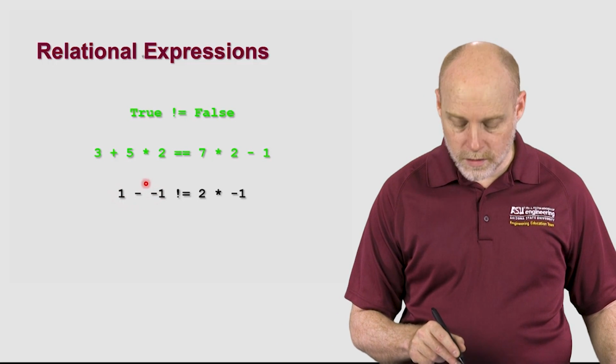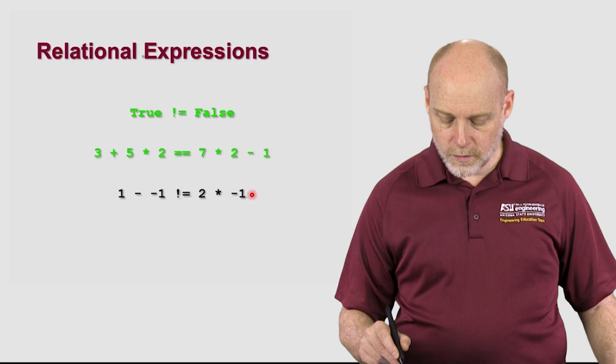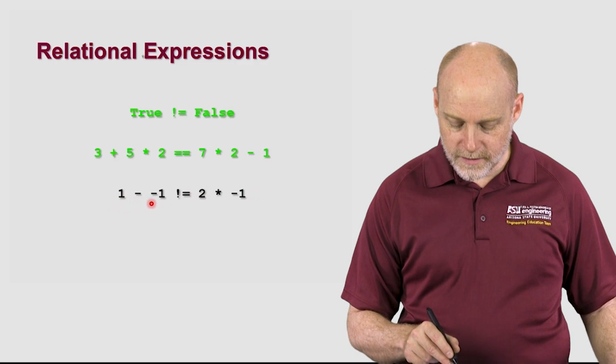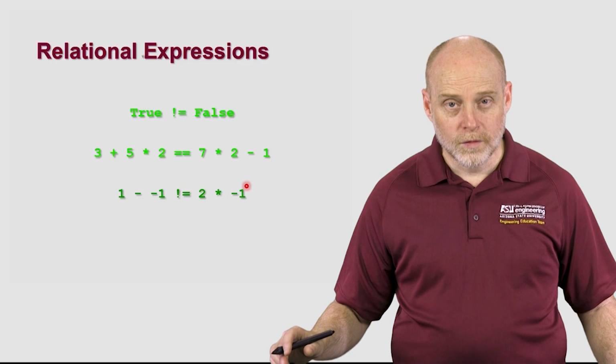Here we have 1 minus a negative 1. So that's 2. And then on the other side, we have 2 times a negative 1, which is negative 2. And so this says 2 is not equal to negative 2. And that, of course, is also true.